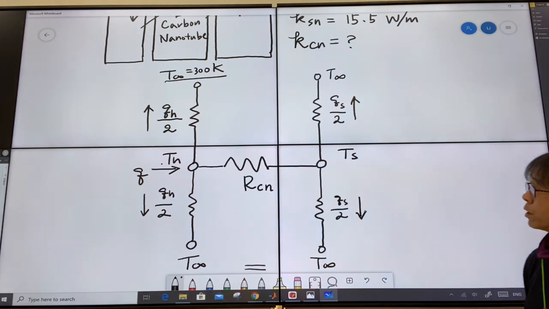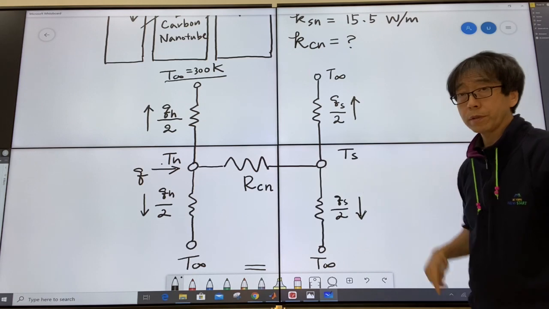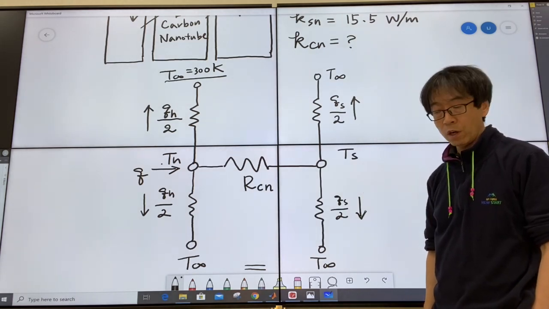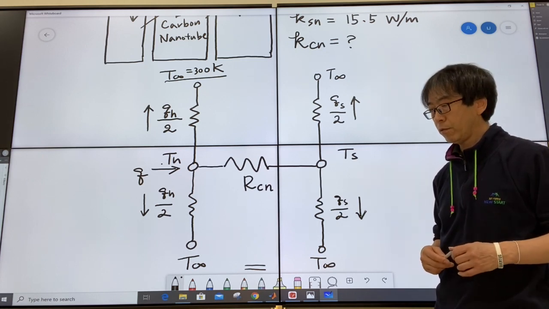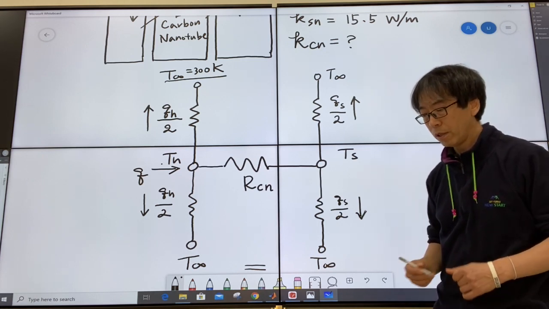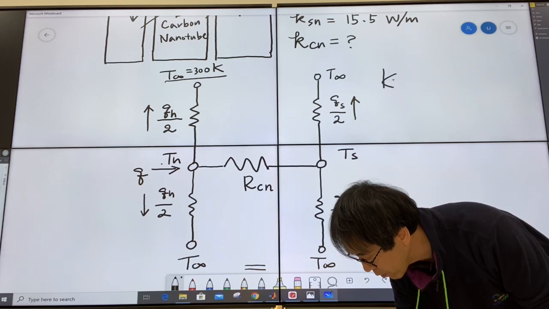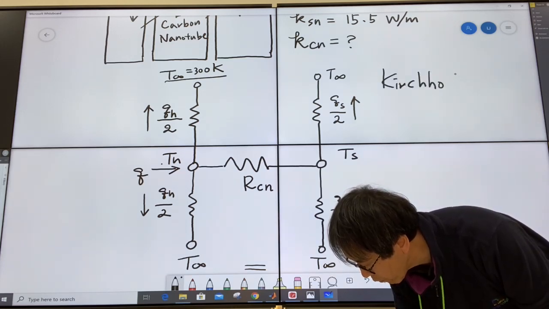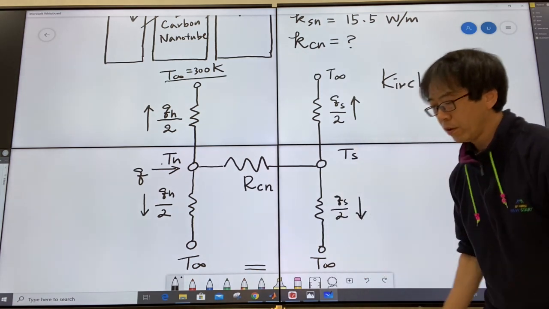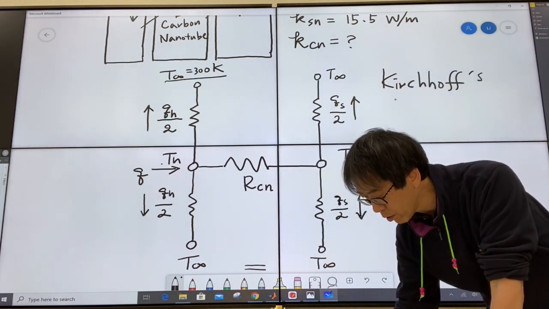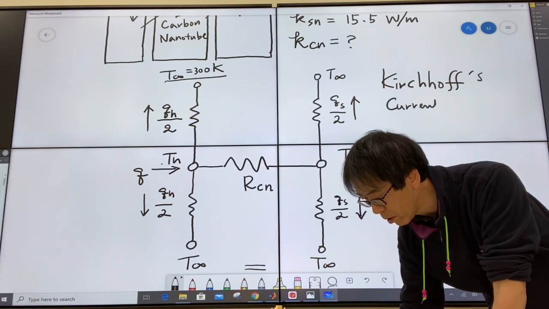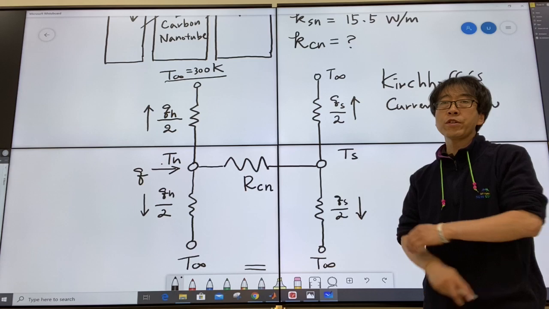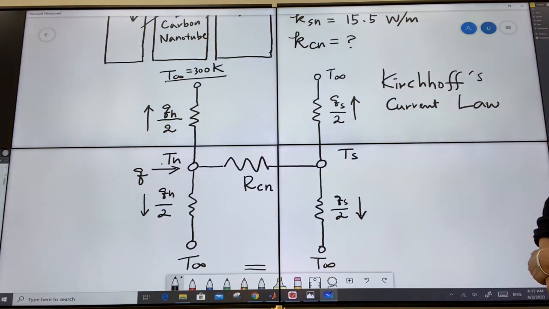And what do you think about this point? Do you remember Kirchhoff's law? In Russian it's Kirchhoff law. K-I-R-C-H-H-O-F-F. Kirchhoff's current law. It's not a law actually. It's just an observation of a fact.